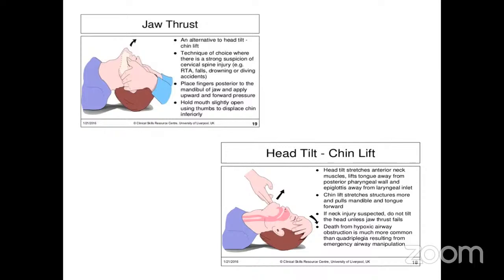How we do it is, place fingers posterior to the mandible and apply upward and forward pressure. During this procedure, we should minimize the cervical spine movement. And coming to chin lift, this is likely to compromise your cervical spine stabilization. This is usually done when the jaw thrust is making it difficult to ventilate a patient. Moreover, death from a hypoxic airway obstruction is much more likely than quadriplegia resulting from emergency airway manipulation. So when it comes to saving the life of a patient, you can go with the chin lift.